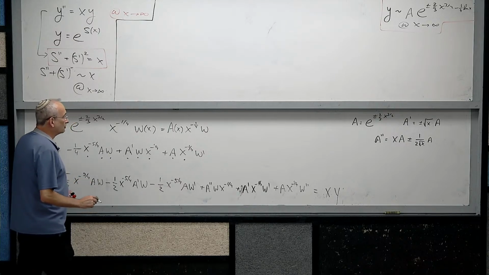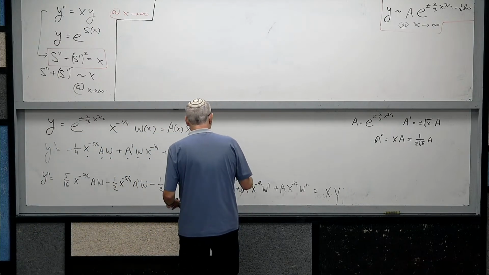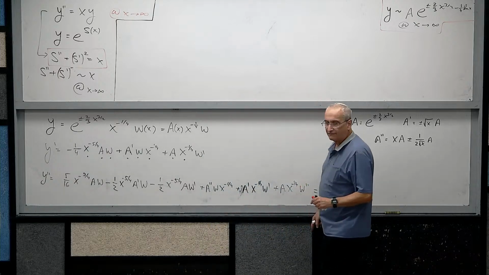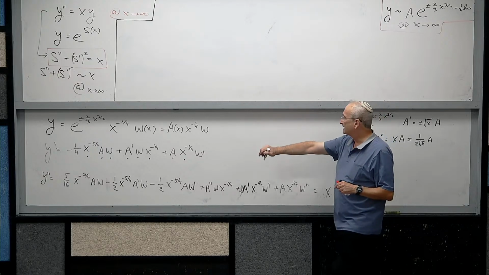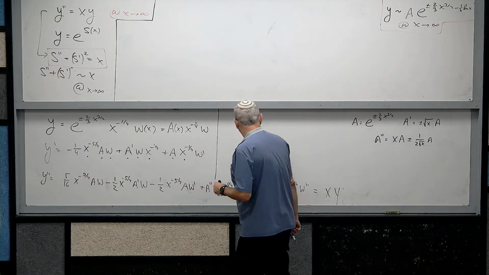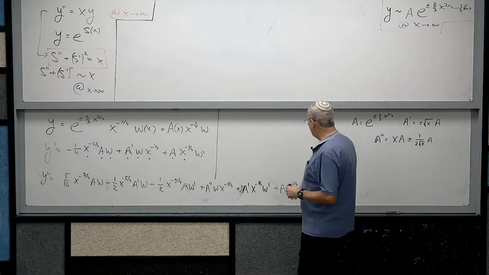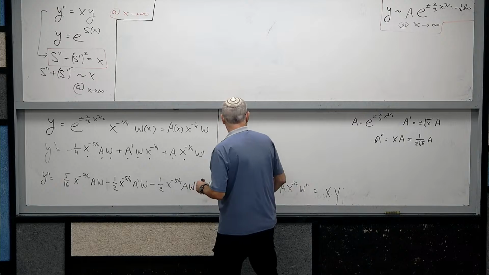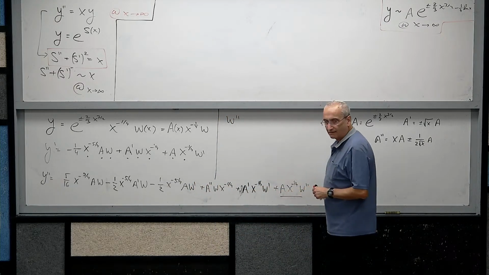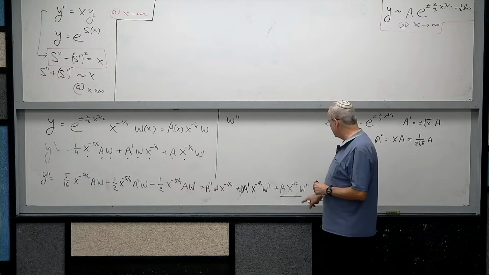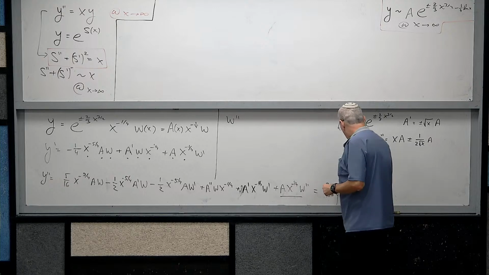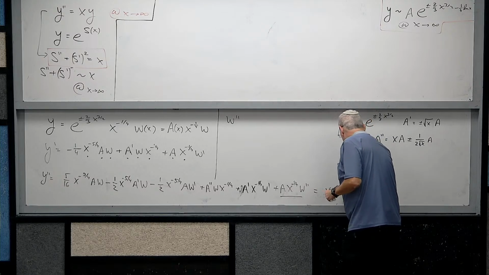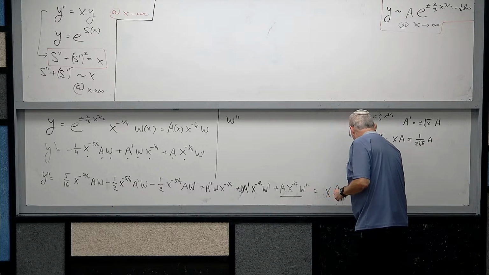I will start to collect terms. What I would like to have is an equation for w. Everything is known except for w. So what I'm looking for is an equation for w, and I will start with w double prime. I've taken this term, and note that I've divided everything by a x to the minus 1/4. So let's write here a x to the minus 1/4 times w.